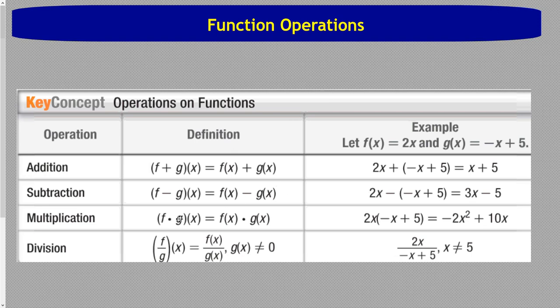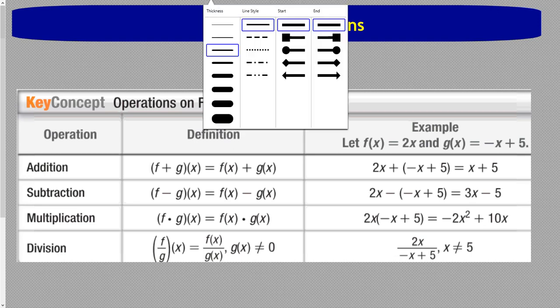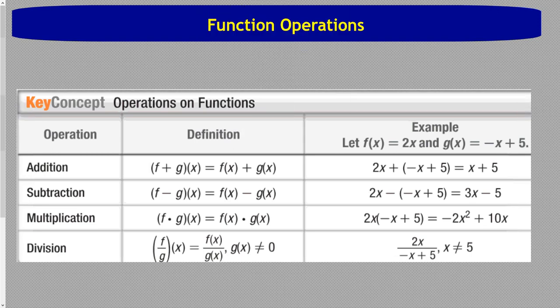F times g of x. Notice that this is a closed multiplication dot. That's going to be important later, and I'll show you why. But f times g of x, it means we're going to take f of x and multiply it by g of x. Not exactly rocket science there. And same thing with division. F over g of x means we're going to take f of x and divide it by g of x. Now, they're noting that g of x can't be 0 if we do that, right? Because I can't divide by 0.